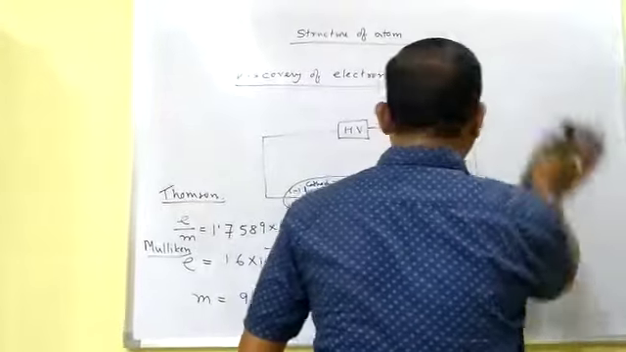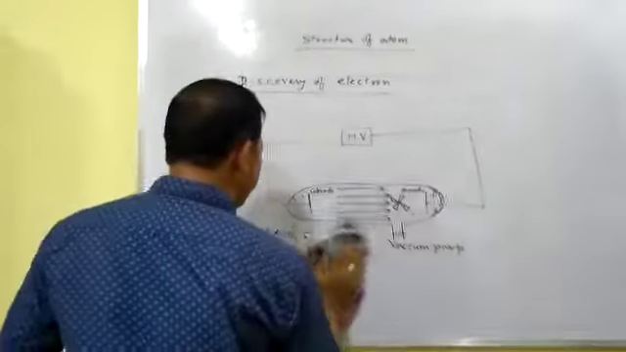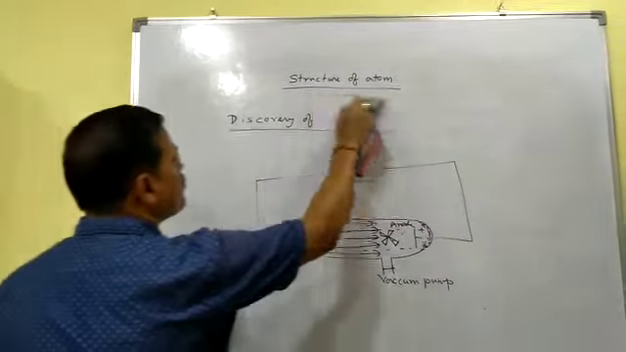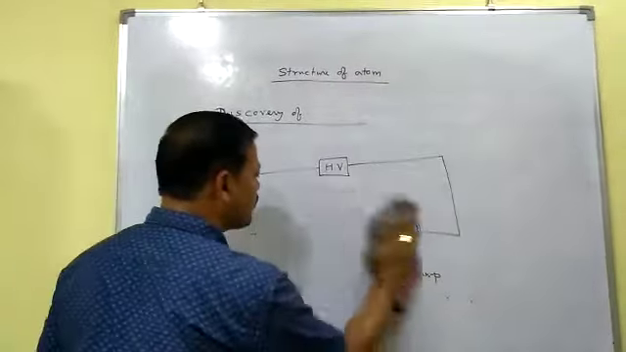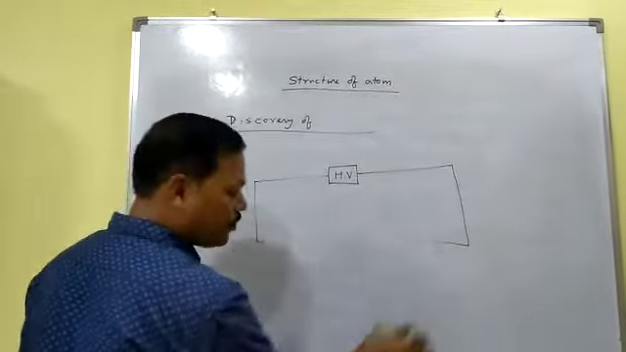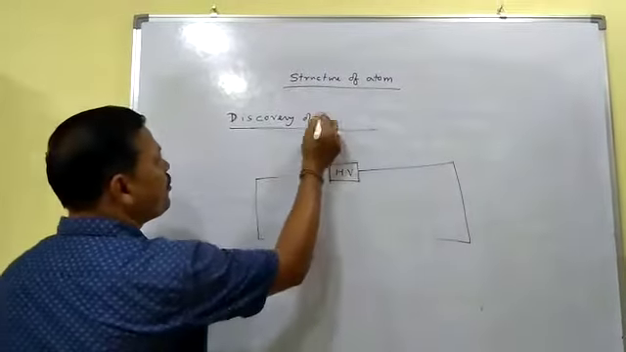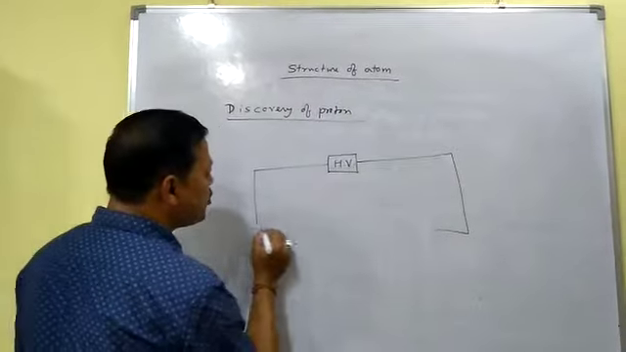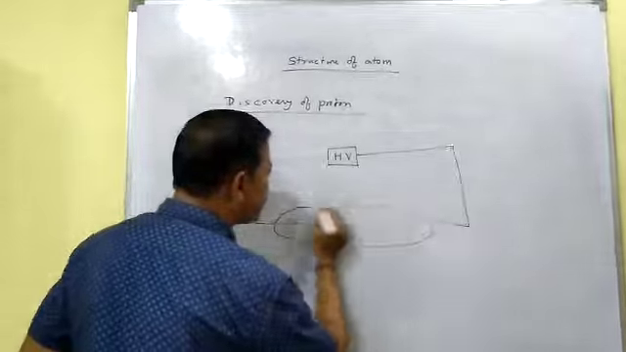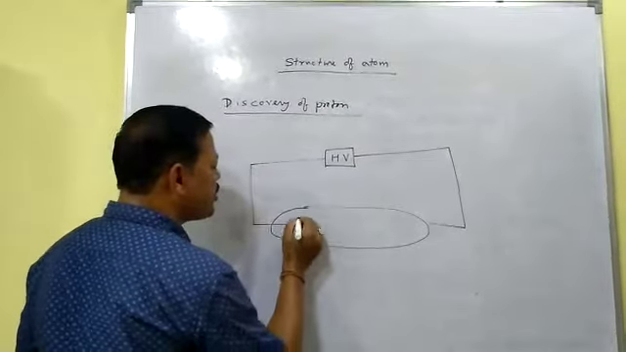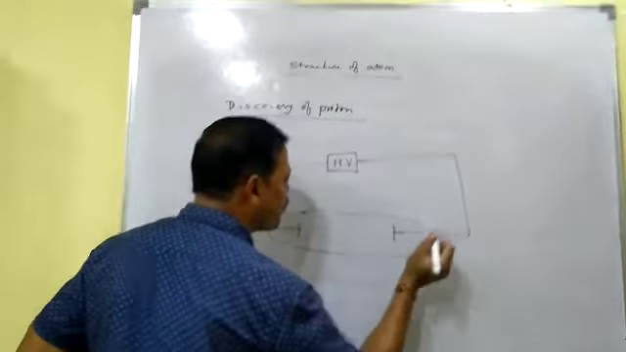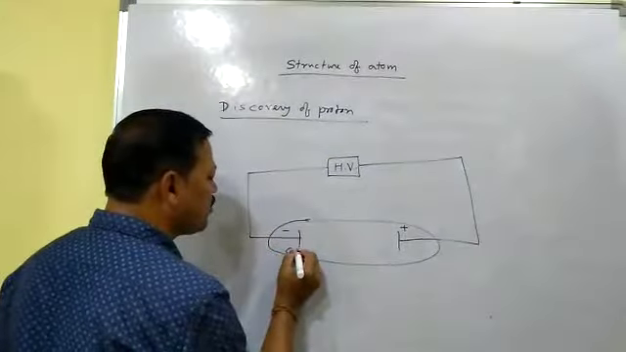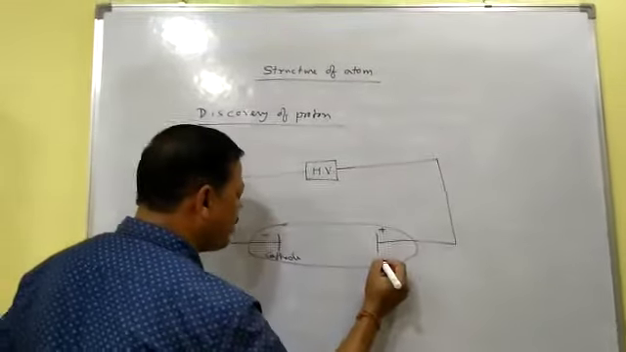Now about the discovery of proton. Here also they carried out a discharge tube experiment. This is your discharge tube. This is cathode, this is anode. Here also they use some gases.